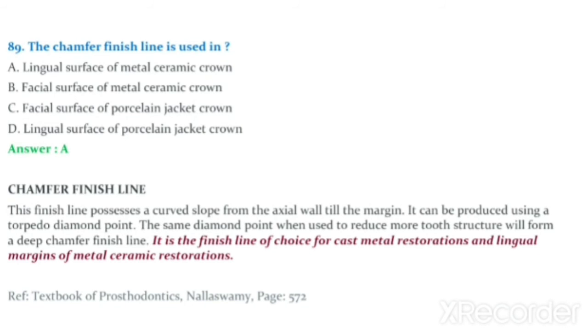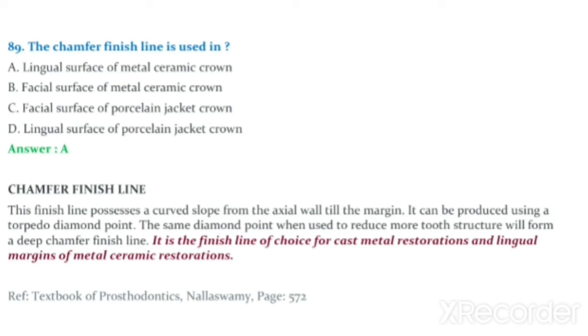Question number 89. The chamfer finish line is used in: option A, lingual surface of metal ceramic crown; option B, facial surface of metal ceramic crown; option C, facial surface of porcelain jacket crown; option D, lingual surface of porcelain jacket crown. The answer is option A, that is lingual surface of metal ceramic crown. You use the chamfer finish line.